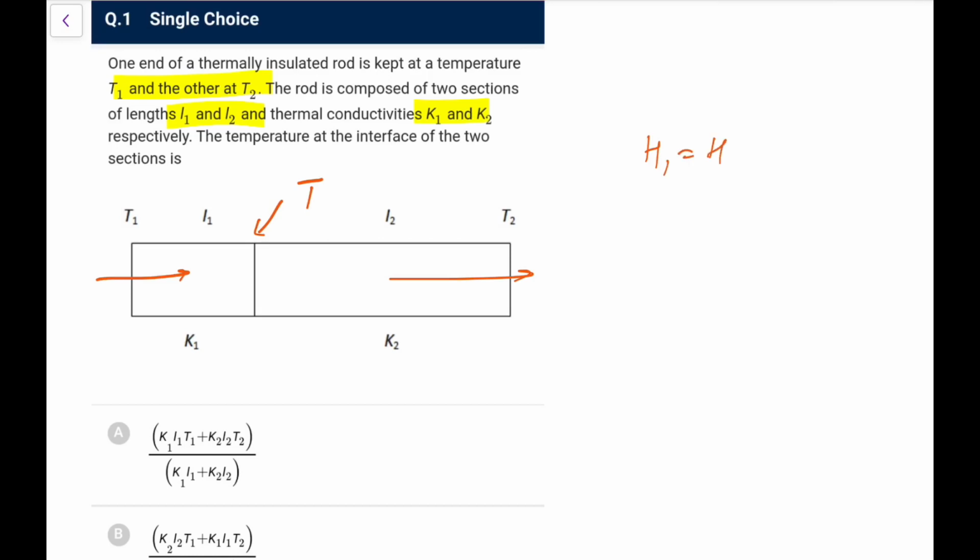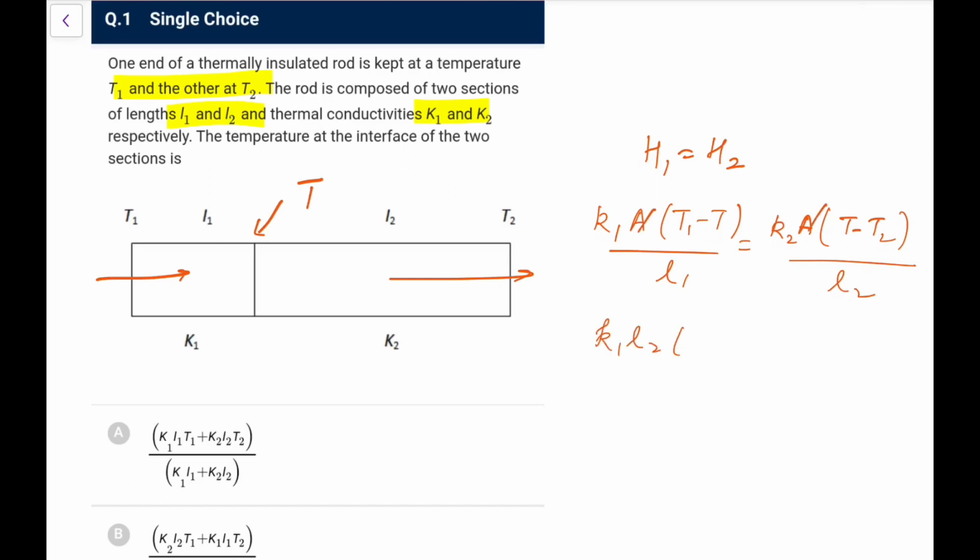So H1 is H2. The first one we'll write as K1A into delta T, which is T1 minus T, upon L1, equals K2A. Here the temperature difference I'll write as higher minus lower, T minus T2, upon L2. So A and A go. What we are left with is K1 L2 into T1 minus T is equal to K2 L1 into T minus T2.